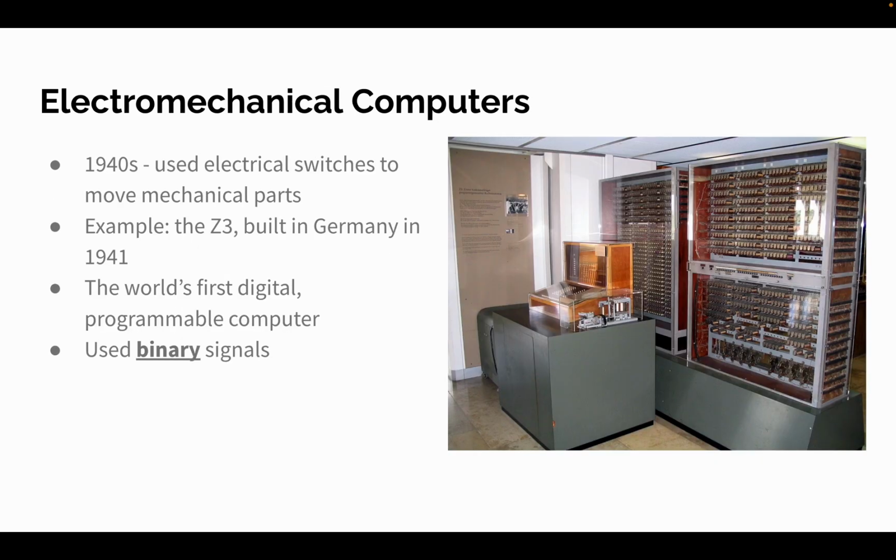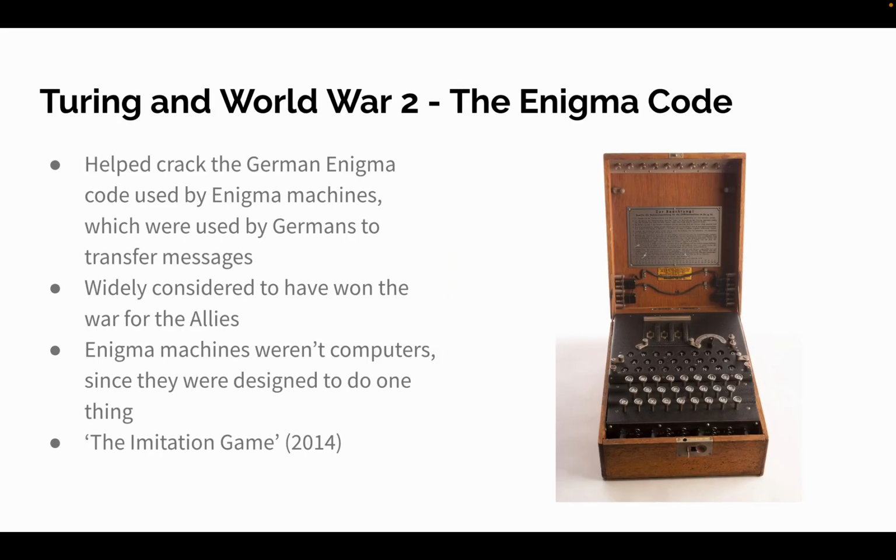Then we move towards electromechanical computers. These had a prevalence in the 1940s. They used electric switches to move mechanical parts, hence the name electromechanical. An example of this you can see here, the Z3 computer was built in Germany in 1941. This was the world's first digital programmable computer. Remember earlier on we were talking about a digital computer using ones and zeros. So yes, this is the world's first digital programmable computer because it used binary signals.